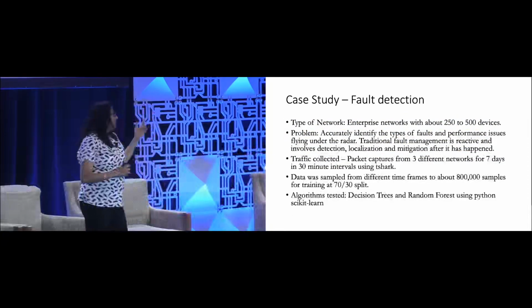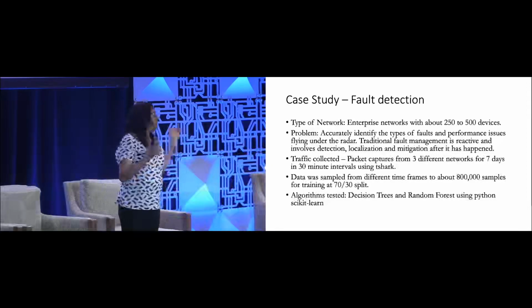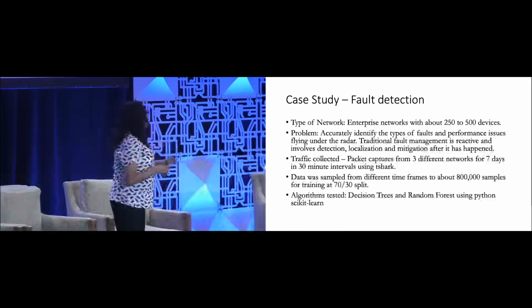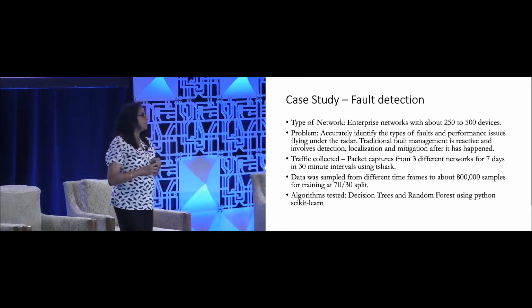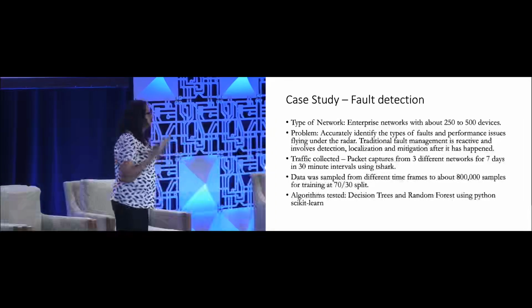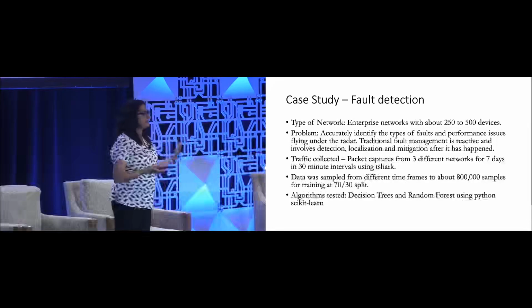So for the fault detection, we did the same thing. Devices, networks between 200 and 500 devices. We collected packet captures, and we basically sampled using 800,000 samples. We did not test support vector because we thought, since we couldn't even get it to work for a simple case, this was more complex. So we just decided to test with decision tree and random forests.